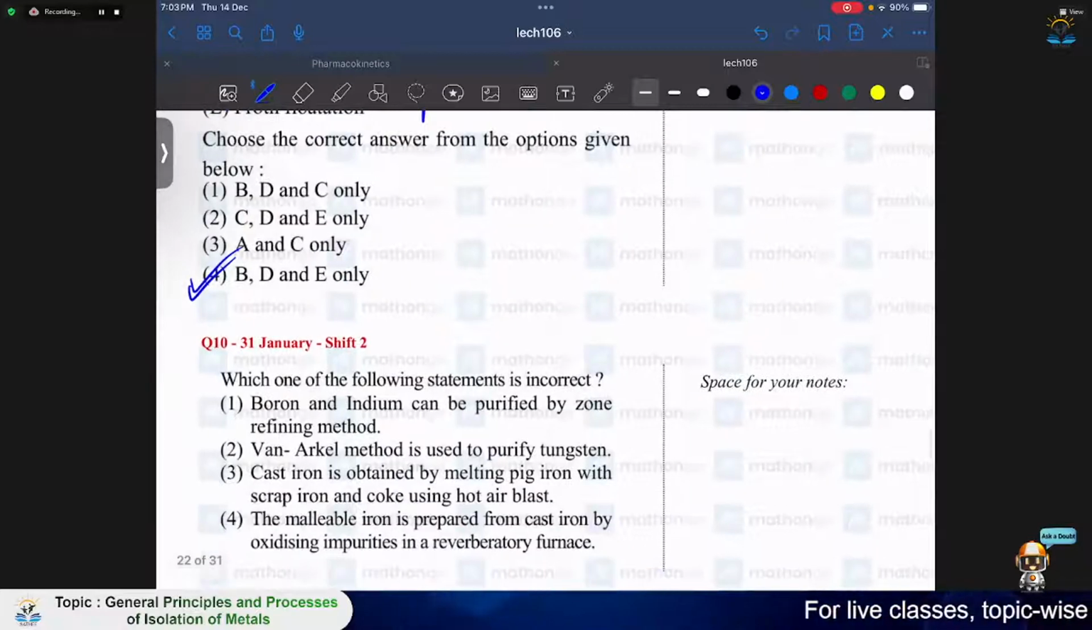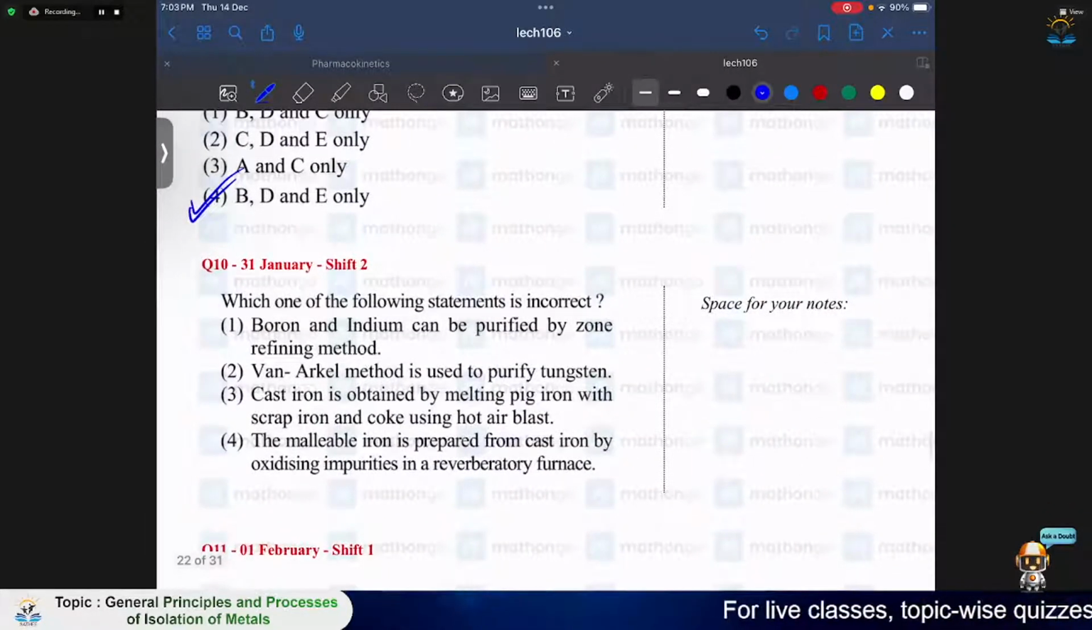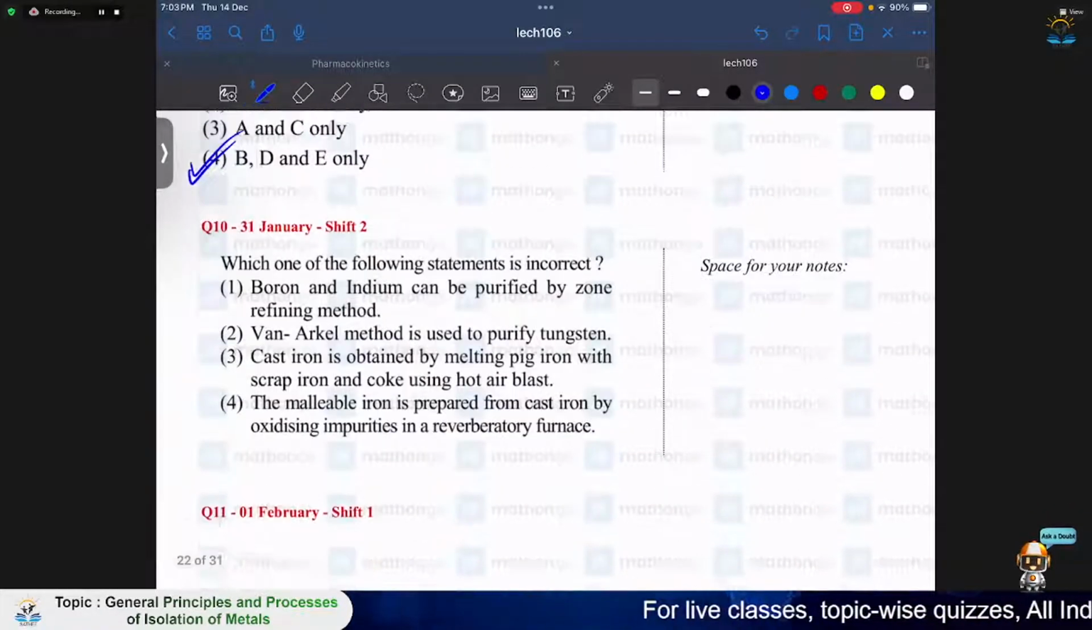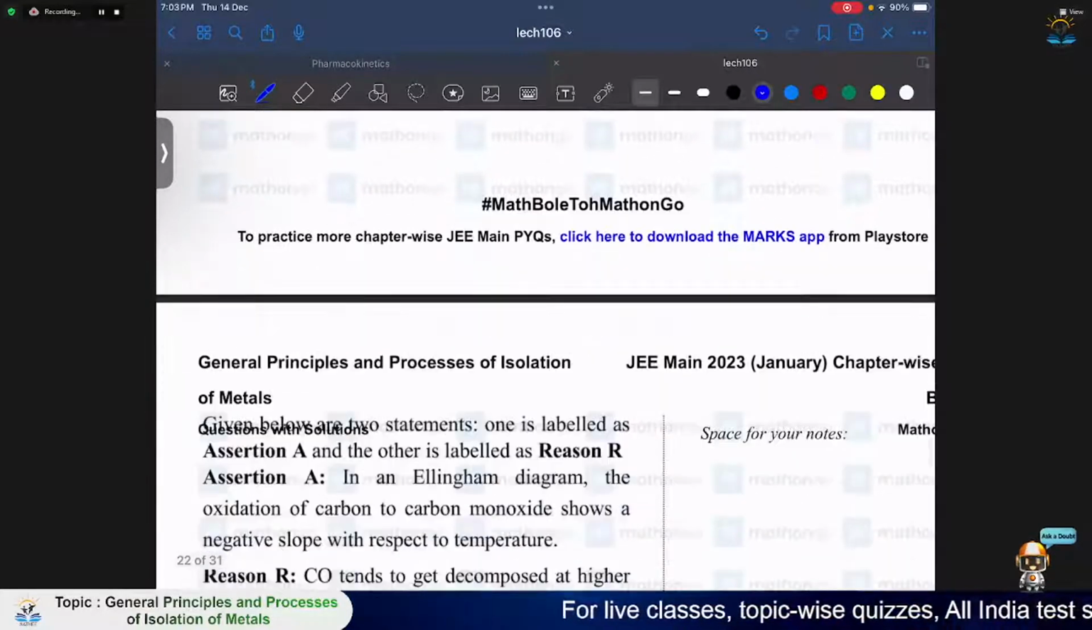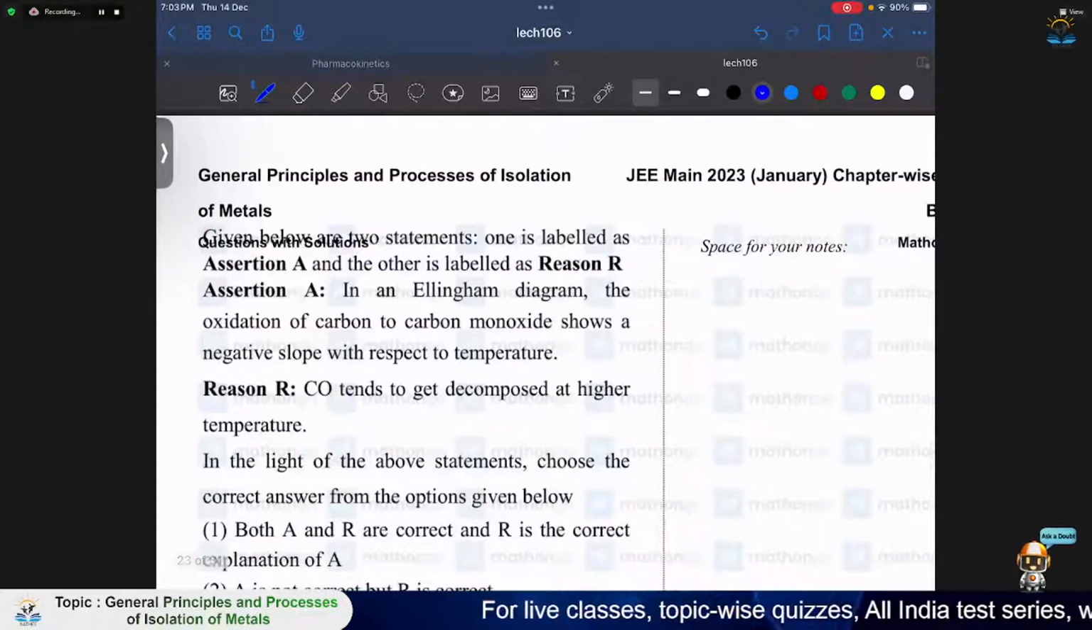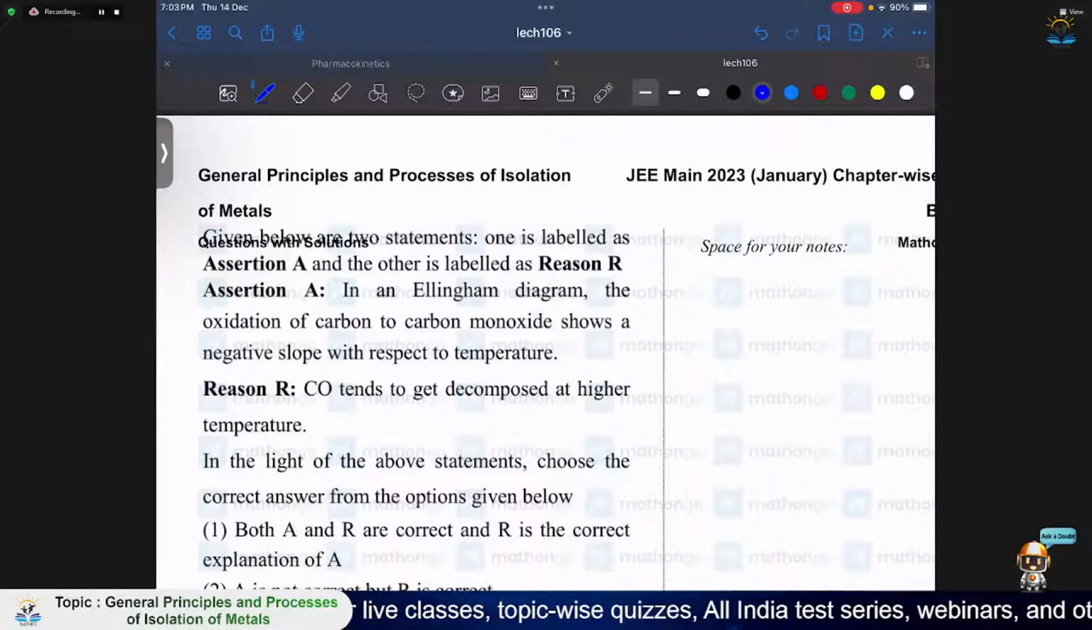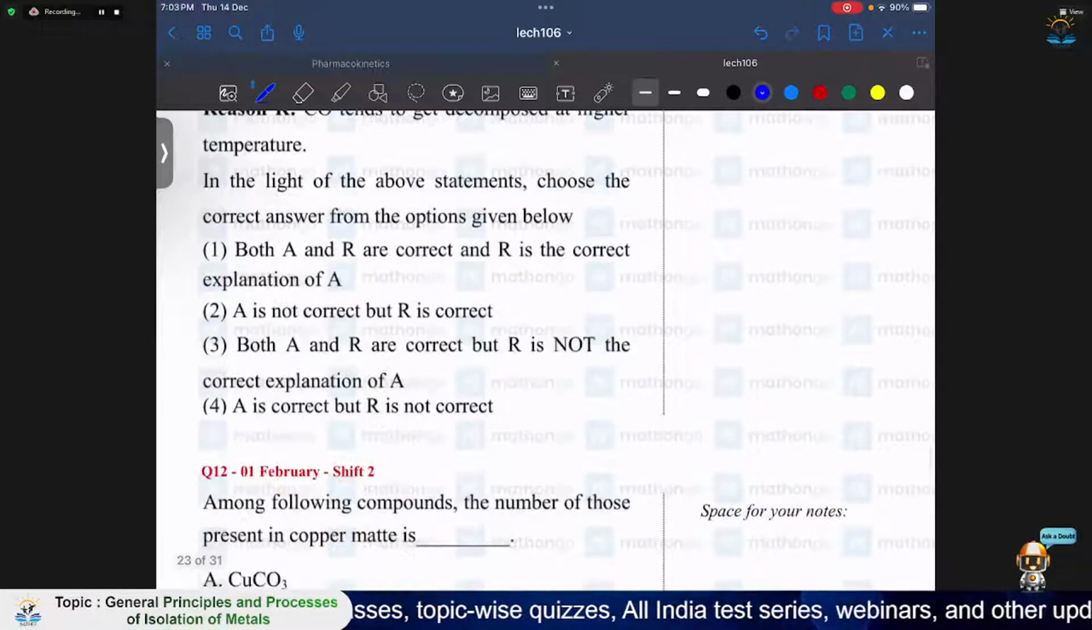Okay, guys. Now, which of the following is incorrect? Well, we have not studied purification right now. We'll move to the next question. Assertion says in the Ellingham diagram, oxidation of carbon. The Ellingham diagram we have not completed.